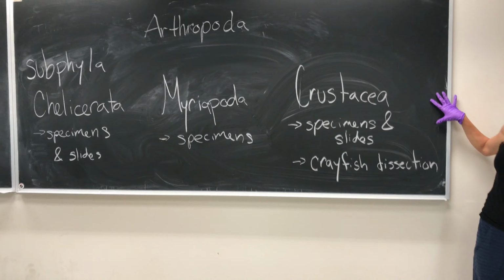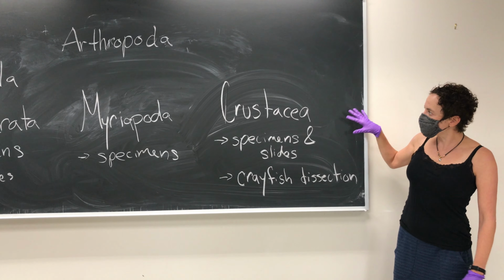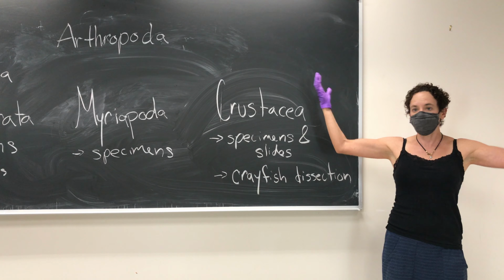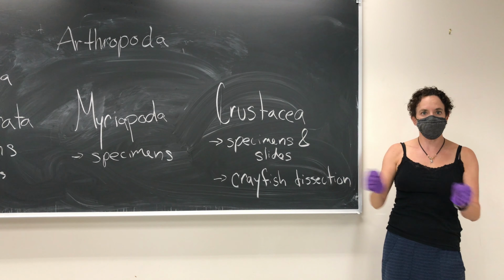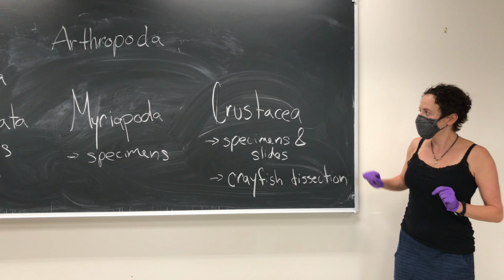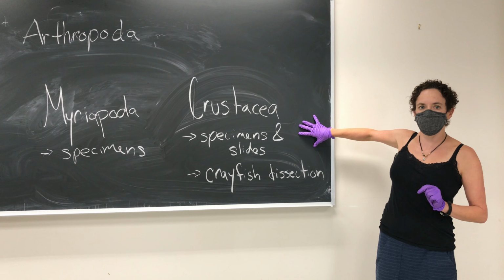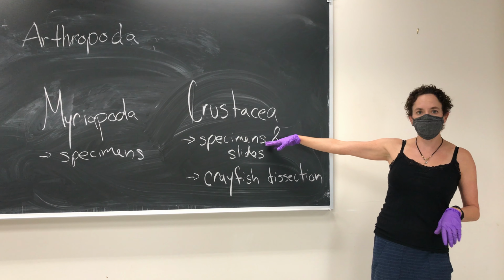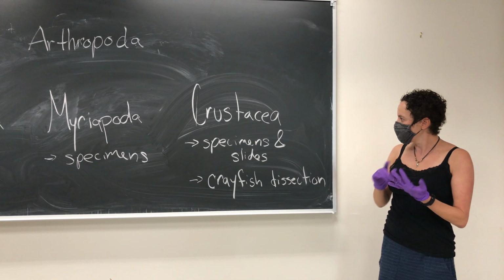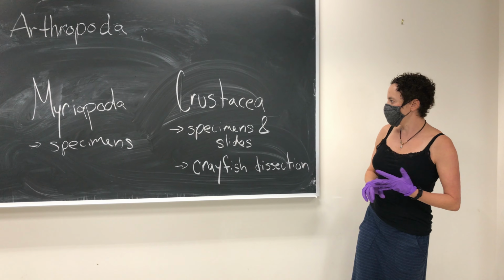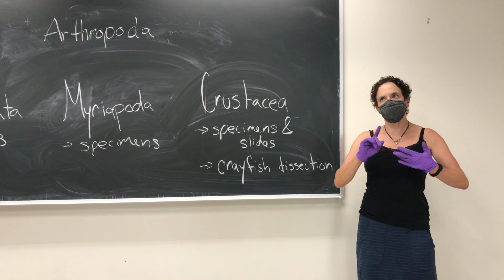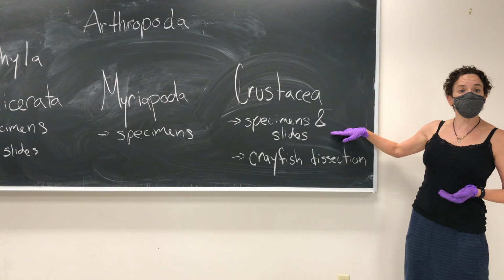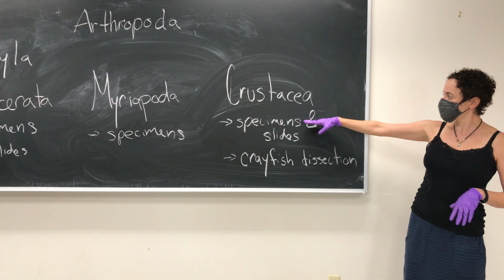And then finally, you'll look at Crustacea. Like we talked about in the lecture, Crustacea have some animals that have really big bodies and some that have really, really tiny bodies. So we get the biggest variation of body size in Crustacea. We have specimens for you to look at: different types of shrimp, and I think we have some crabs, barnacles. All of those are Crustacea specimens.